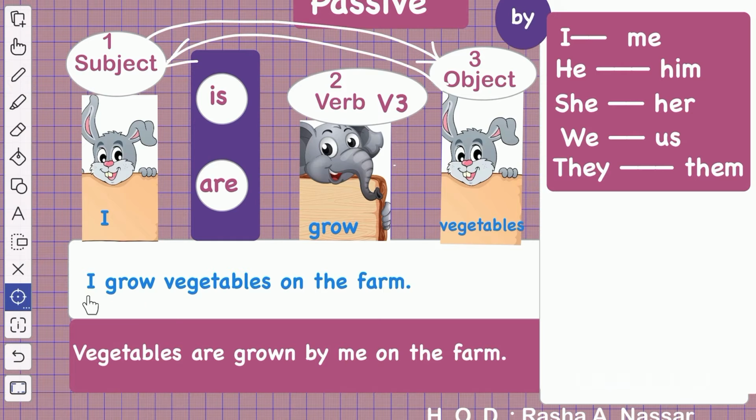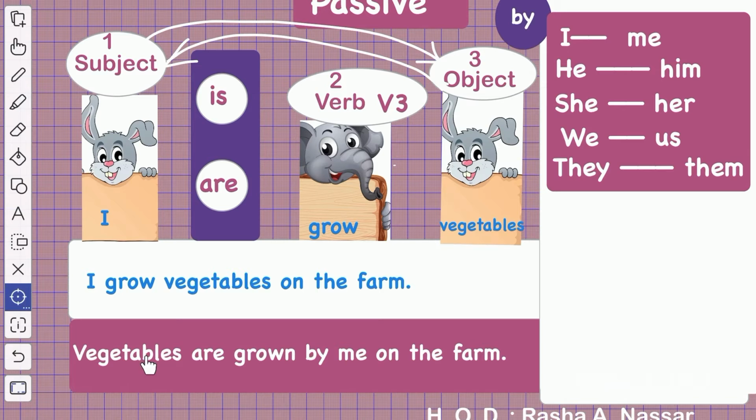So we should begin our sentence with the word number 3, vegetables. So here 3 is in the place of 1 and 1 is in the place of 3, the object. So here, I grow vegetables on the farm: Vegetables. This is step number 1.